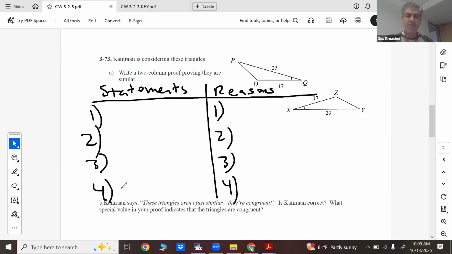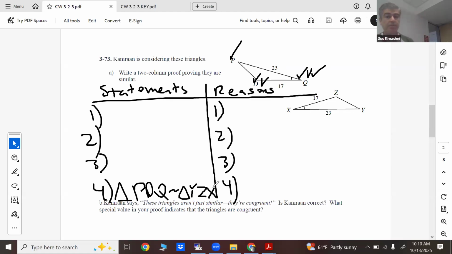What we're trying to prove here is that they're similar. So I want to prove that triangle PDQ is similar to, and the tilde sign means similar. If I'm saying PDQ, then how would I write the other triangle in that same order? Would I say XZY, ZXY, ZYX? Good, YZX. You have to go in the proper order. However you establish the order of the first triangle, you must maintain that order with the second triangle.